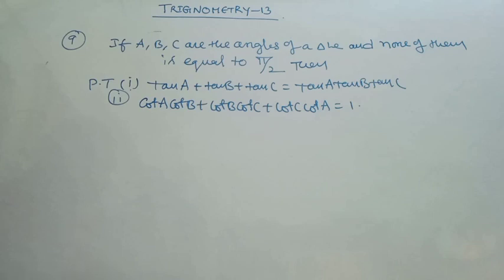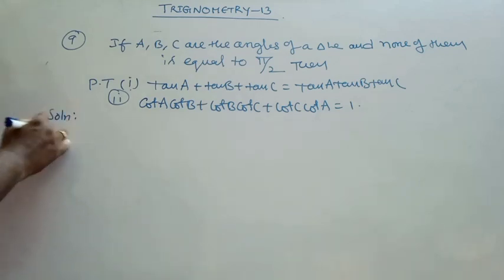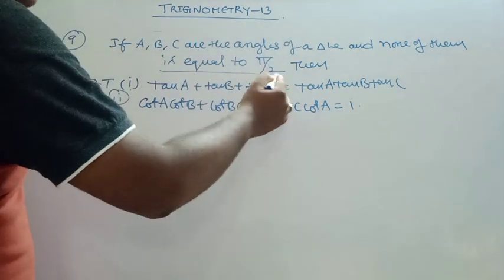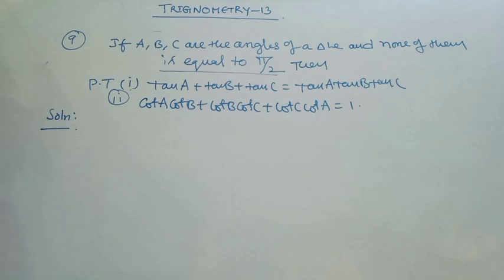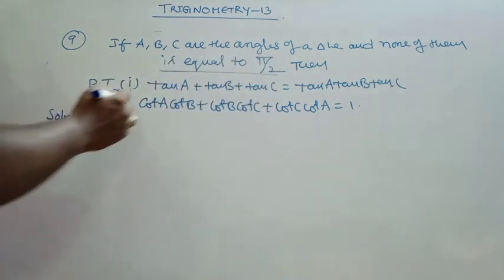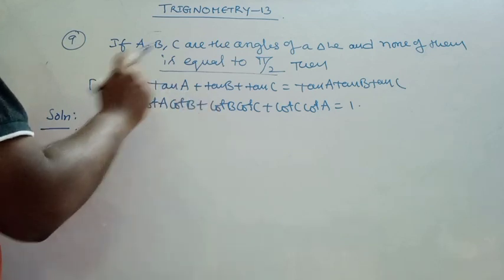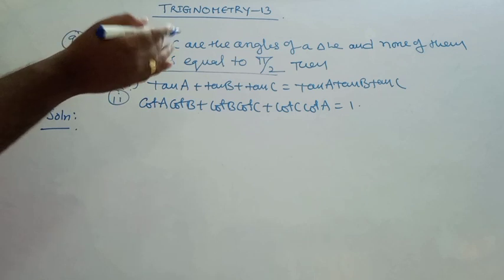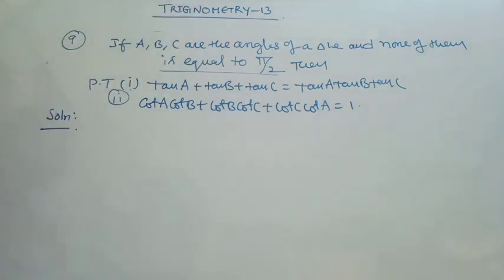Now we have one more spectacular problem. Here, A, B, C are the angles of a triangle and none of them is equal to pi by 2. Then we need to prove that tan A plus tan B plus tan C equals tan A tan B tan C. That is the first one we need to prove. The second one is cot A cot B plus cot B cot C plus cot C cot A is equal to 1.